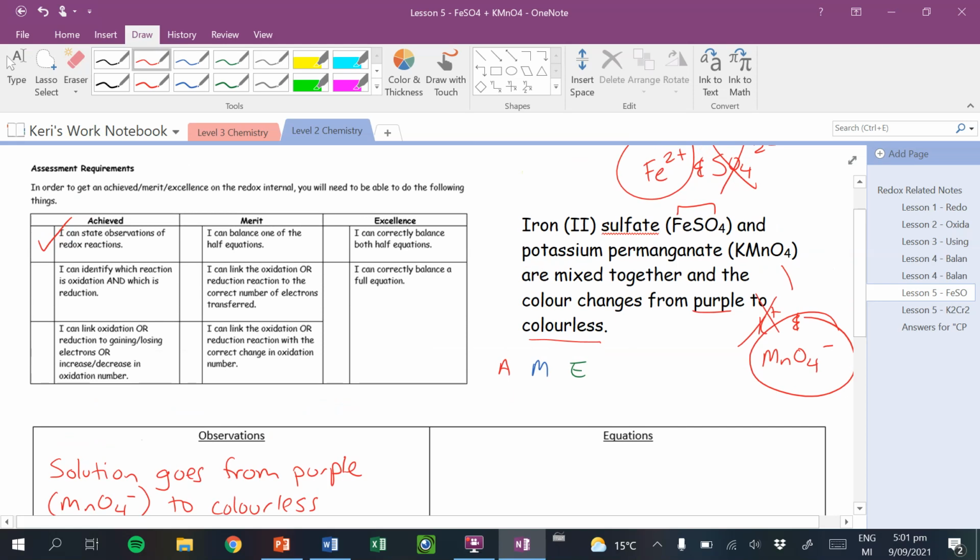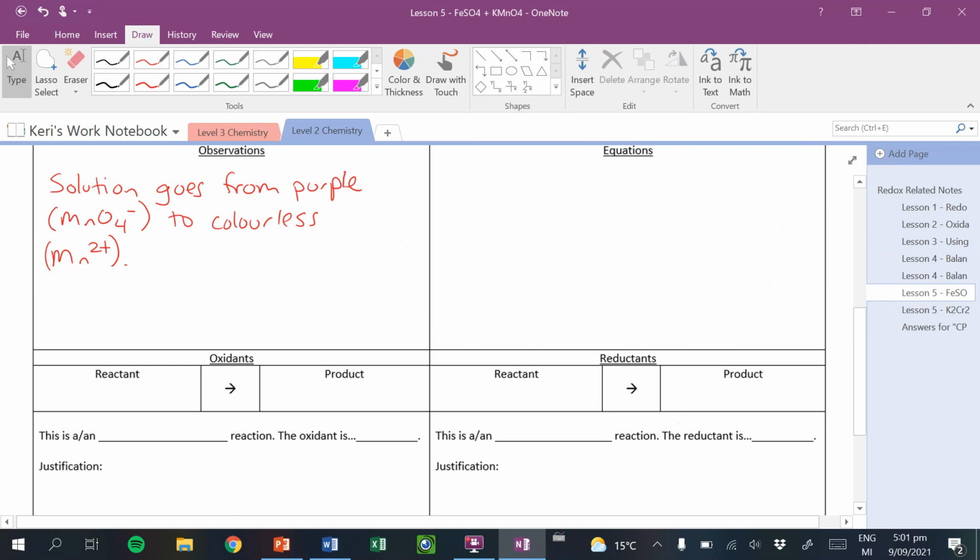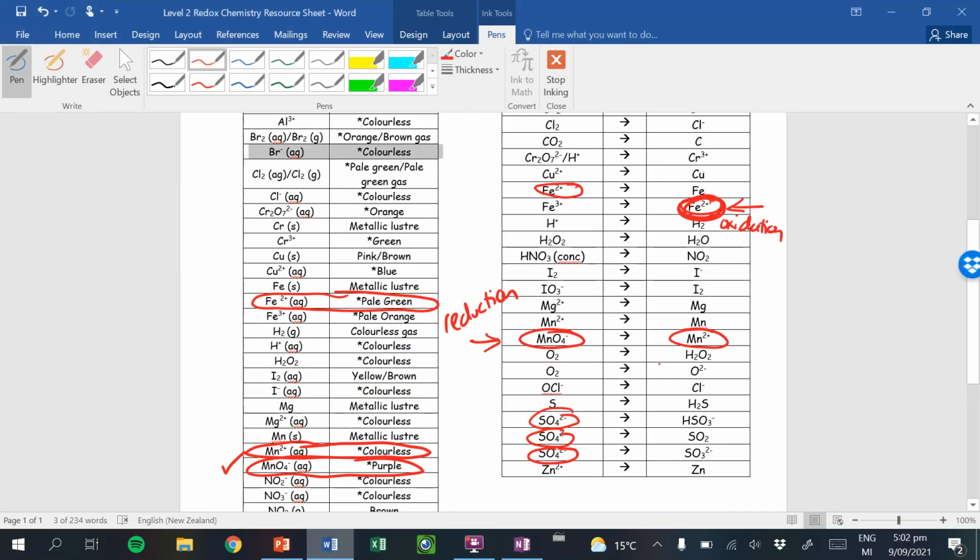Second thing is I need to identify which is the oxidation and which is the reduction reaction. So this is going to be this bit here. Remember that when I have oxidants, this is the reduction reaction. And when I'm talking about reductants, this is my oxidation reaction. Remember, the vocabulary switches around. So for that reduction reaction, we had that MnO4- going to Mn2+. And for the oxidation reaction, we had iron 2. Now let's go back to that resource sheet and see what that iron 2 is becoming. Iron 3.